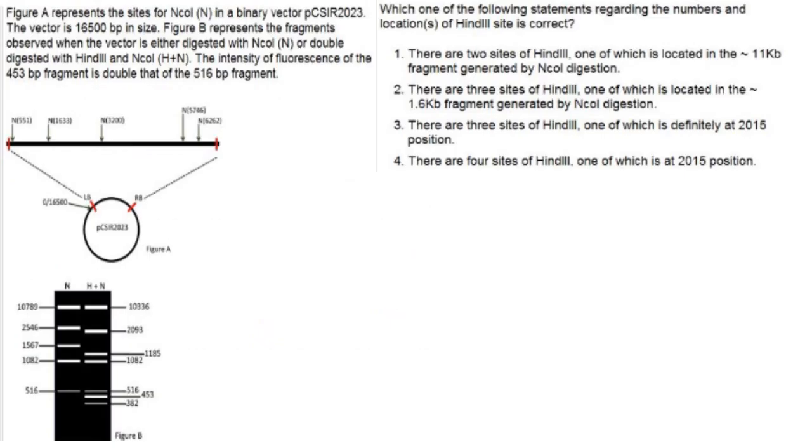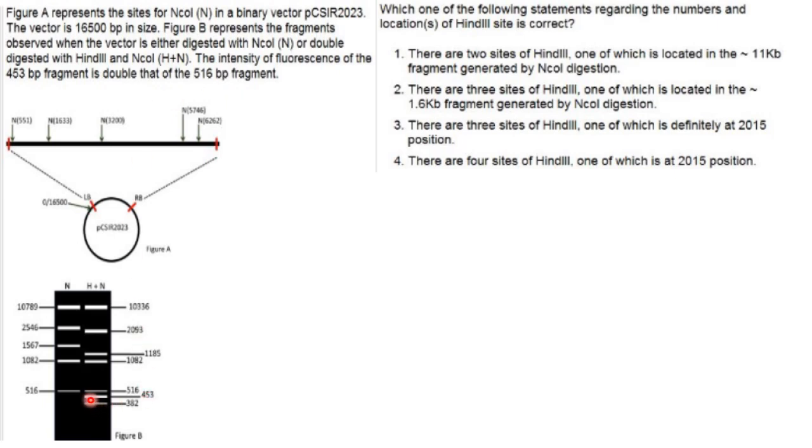Then next one. Figure A represents the sites for NCO1 in a binary vector pCSIR23. The vector is 16,500 base pair in size. Figure B represents the fragments observed when the vector is either digested with NCO1 or double digested with HIN3 and NCO1. The intensity of fluorescence of the 453 base pair fragment is double that of the 516 base pair fragment.